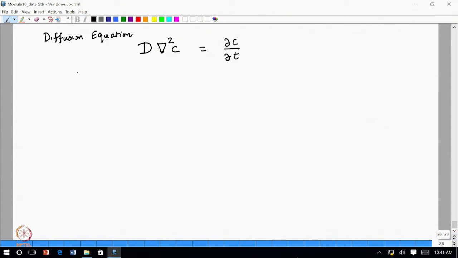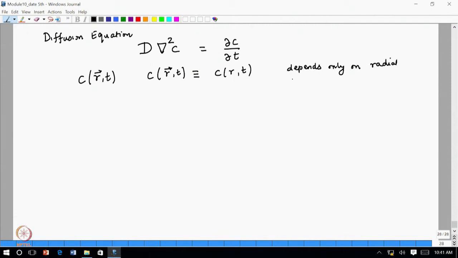Let's look at the following case. c is generally a function of r and t, and we will consider the case when c of r, t depends only on the radial distance, or is independent of theta and phi. So we look at this particular case, and let's try to solve this.